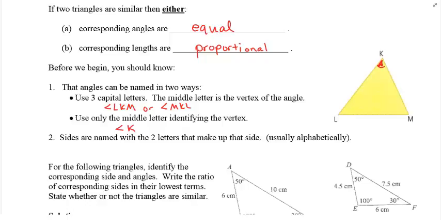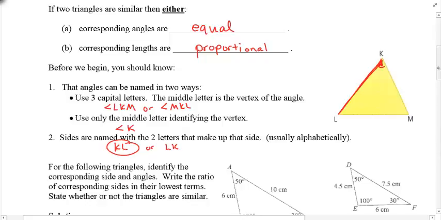Sides of a triangle are named with 2 letters that make up a side. So if I'm looking at this side here, we can call that KL, or we can also call it LK. Most people like to use the alphabet, and if I'm thinking of the alphabet, A, B, C, D, E, F, G, H, I, J, K, L. K comes before L, so this is the preferred way of writing it. Okay? So I'm just going to ask you to refer to angles this way and sides this way so that we can describe what's going on.